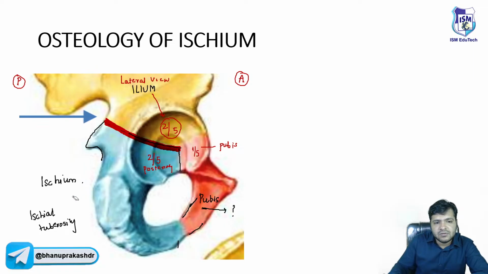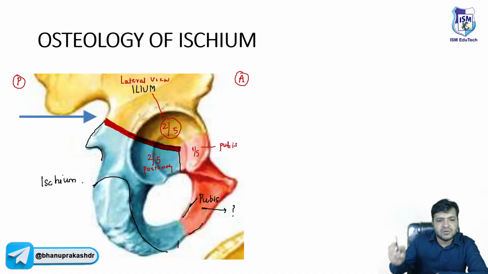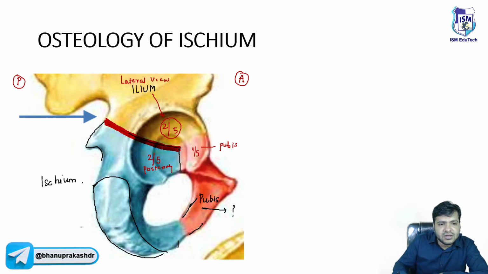अब इसको थोड़ा सा ध्यान से देखते हैं बेटा. What is this? Ischial tuberosity. So this is the ischial tuberosity, beta. Remember, this is the ischial tuberosity which you can see over here. I hope you all are able to get this.